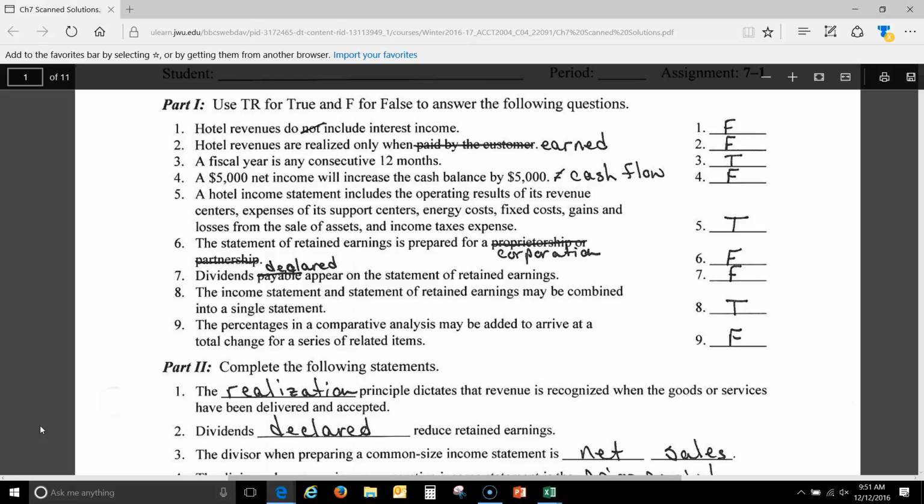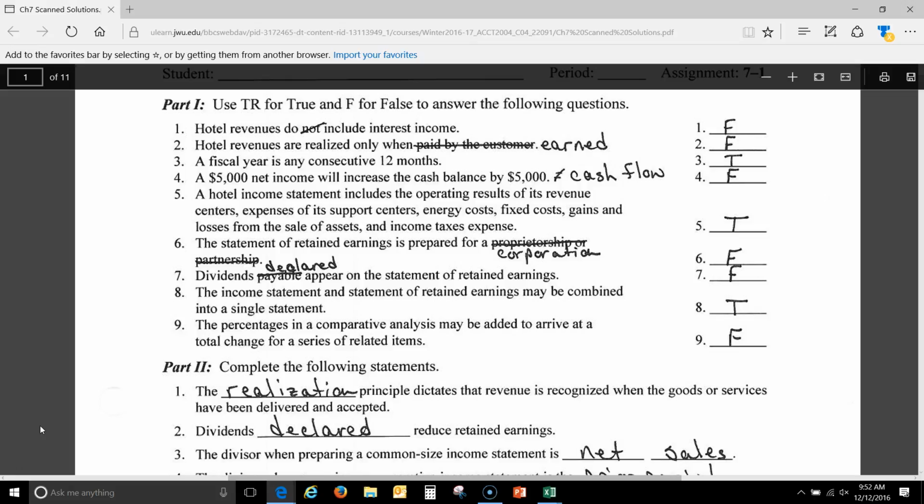All right, number nine. The percentages in a comparative analysis may be added to arrive at a total change for a series of related items. Okay, now, stop and think. There's a lot in that sentence. Percentages in a comparative analysis. So are we doing vertical or horizontal? Good, we're doing horizontal analysis. So it may be added to arrive at a total change for a series of related items. False. Could vertical do that? Vertical would work that way. Remember vertical, we can actually add up the percentages of all the assets and get down to the 100% for total assets, right? When we're doing horizontal analysis or comparative analysis, we're working across, and all those percentages you can't add down to anything, okay?